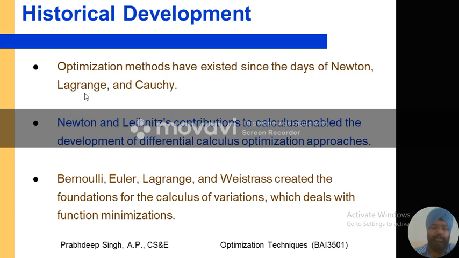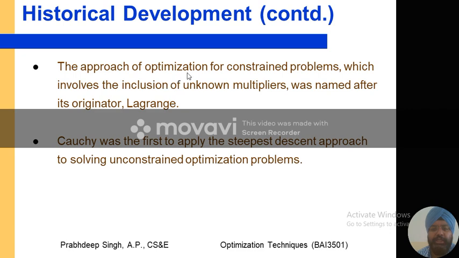The history of optimization development: optimization methods have existed since the days of Newton, Lagrange, and Cauchy. Newton and Leibniz's contribution to calculus enabled the development of differential calculus optimization approaches. Bernoulli, Euler, Lagrange, and Weierstrass created the foundation for the calculus of variations, which deals with function minimization. The approach of optimization for a constrained problem, which involved the inclusion of unknown multipliers, was named after its originator, Lagrange. Cauchy was the first to apply the steepest descent approach to solving the unconstrained optimization problem.